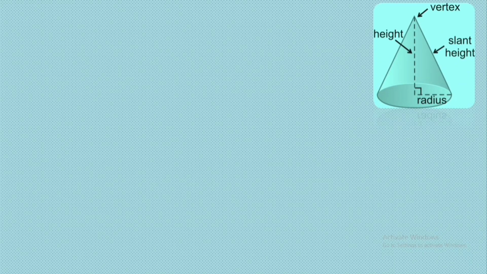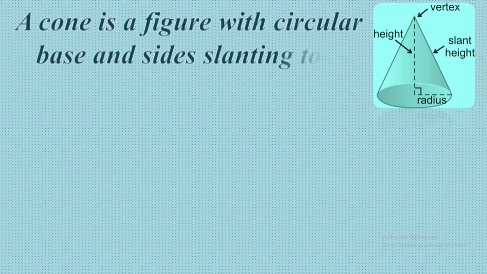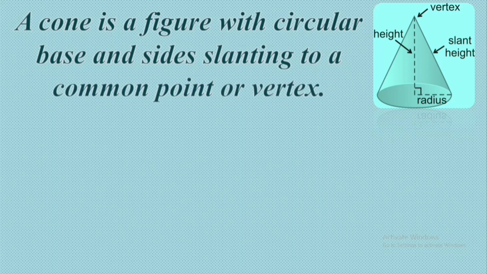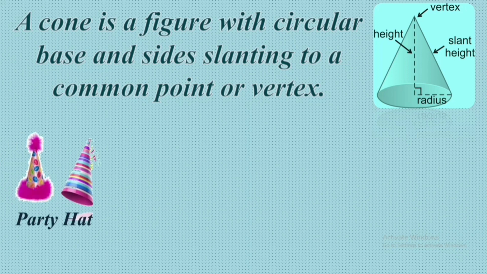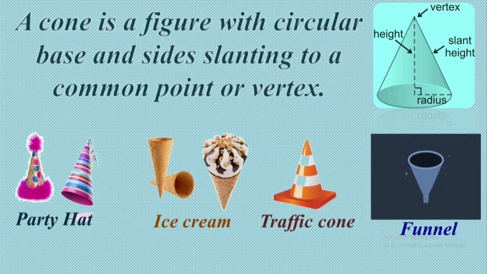So, what is a cone? A cone is a figure with a circular base and sides slanting to a common point or vertex. Examples include a party hat, an ice cream cone, a traffic cone, and a kitchen funnel.